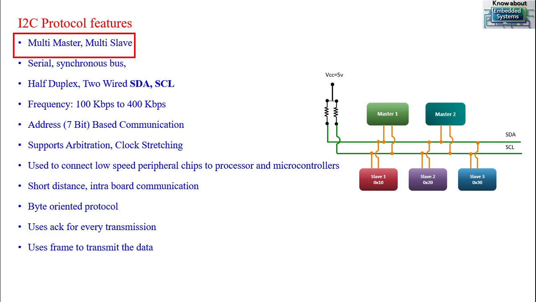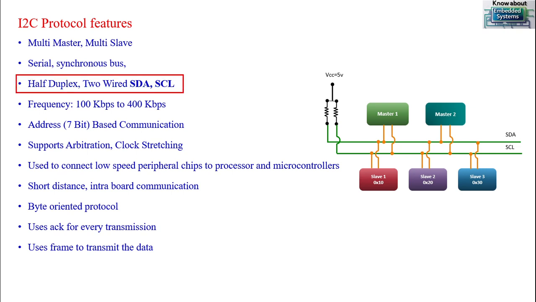Basically, I2C is multiple master and multiple slave. So multiple slaves and multiple masters you can connect to the I2C bus. The second thing is it's a serial communication, obviously, and it is a synchronous communication. So we use serial and synchronous communication, and it is a half duplex communication, and uses two wires.